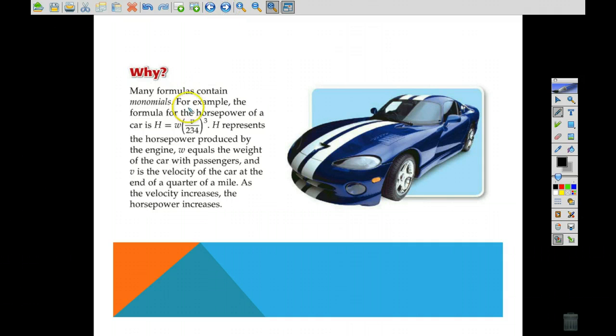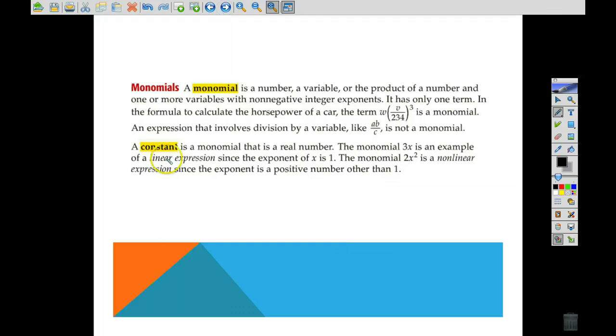Okay, so here's an equation where you have monomials involved. So what is a monomial? A monomial is a number, a variable, or the product of a number and one or more variables with non-negative integer exponents. It has only one term. In the formula to calculate the horsepower of a car, the term WV over 234 to the third power is a monomial. An expression that involves division by a variable, like AB over C, is not a monomial.